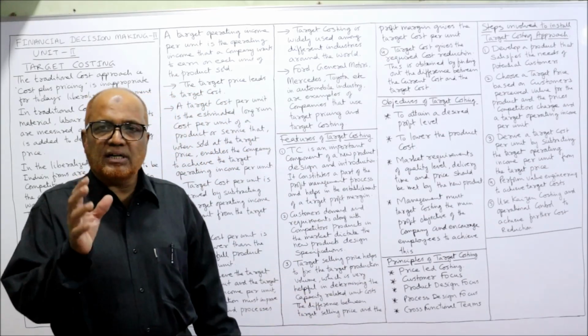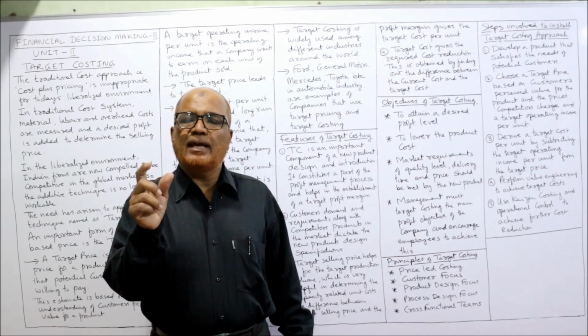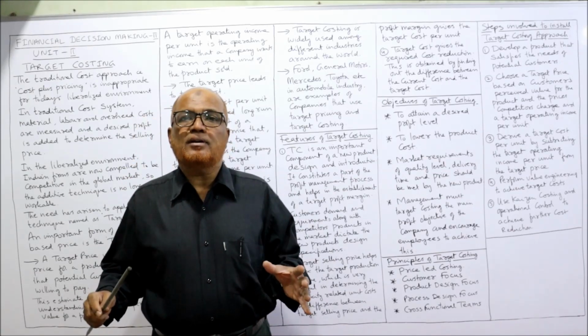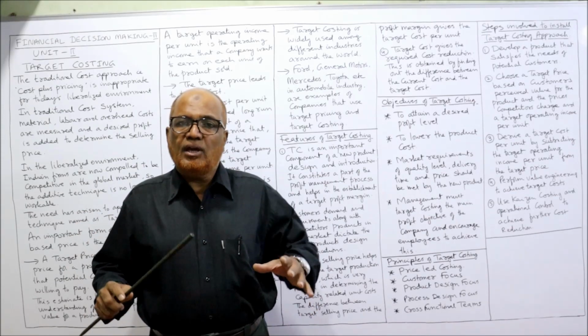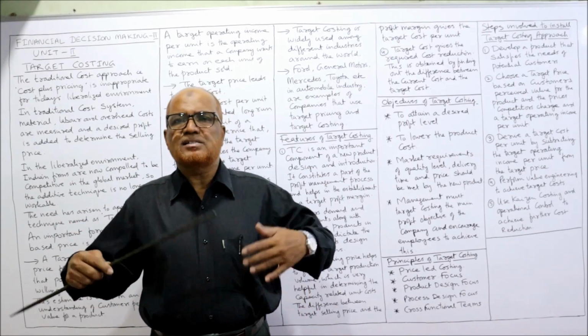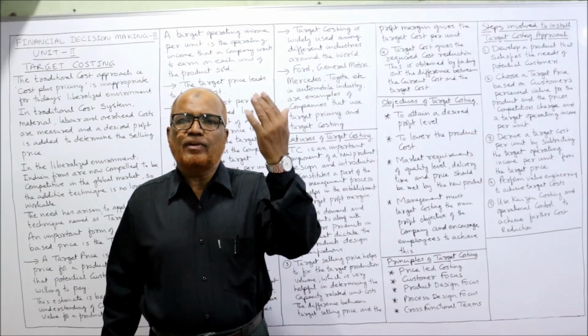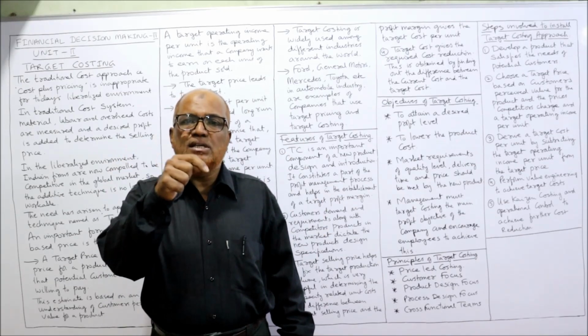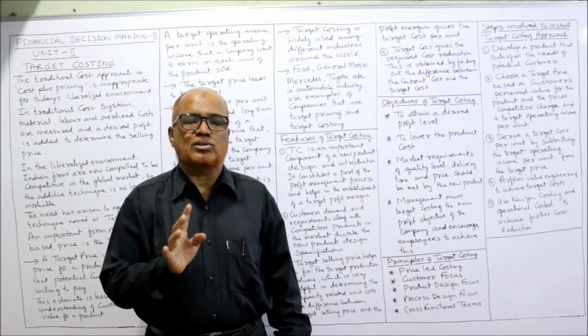Next is product design. Once we get the product cost, then we have to design the product according to the cost. If we do not have the product cost, we can design in any way, then product cost may increase. So in order to control the cost, we have to design the product according to the cost.